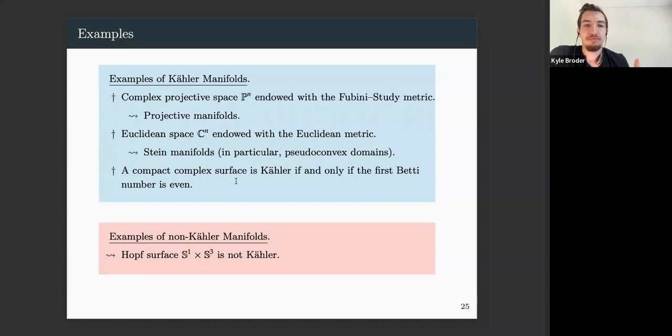A rather striking fact is that for compact complex surfaces, so in dimension 2, the Kähler condition is topological. It's entirely specified by the first Betti number being even. And that comes out of some very elaborate theorems on the classification of Enriques and Kodaira. But one corollary of this is that the Hopf surface S1 cross S3, which is a compact complex surface of dimension 2, doesn't support any Kähler structure.